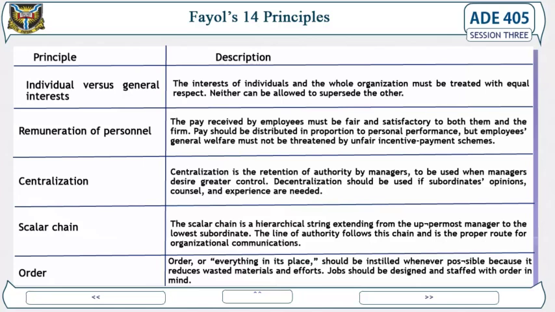Scalar chain. The scalar chain is a hierarchical string extending from the uppermost manager to the lowest subordinate. The line of authority follows this chain and is the proper route for organizational communications. Order. Order, or everything in its place, should be instilled whenever possible because it reduces wasted materials and efforts. Jobs should be designed and staffed with order in mind.